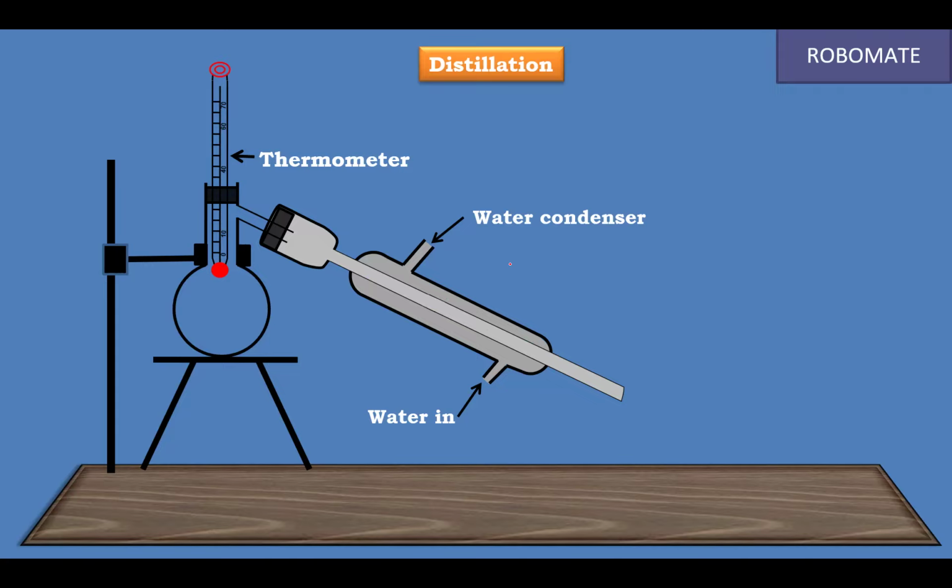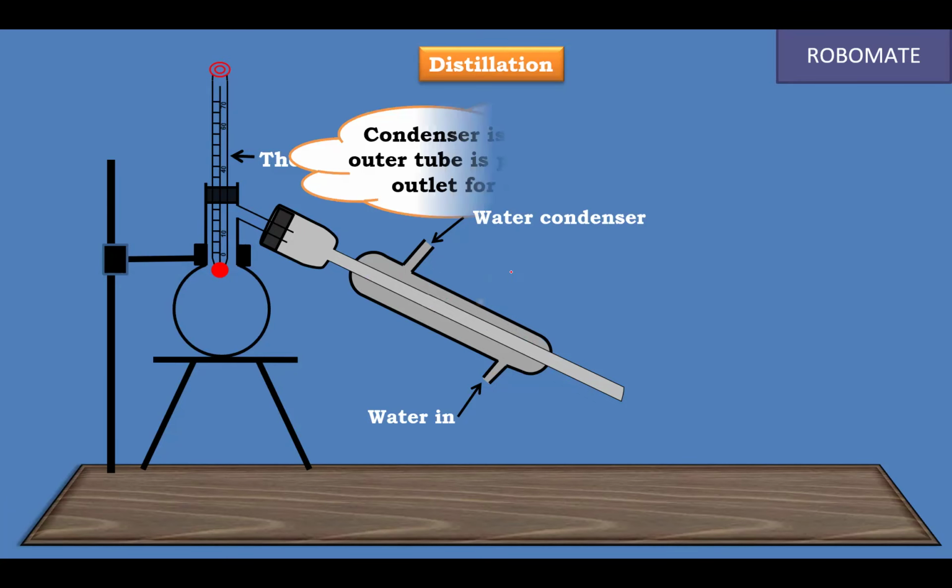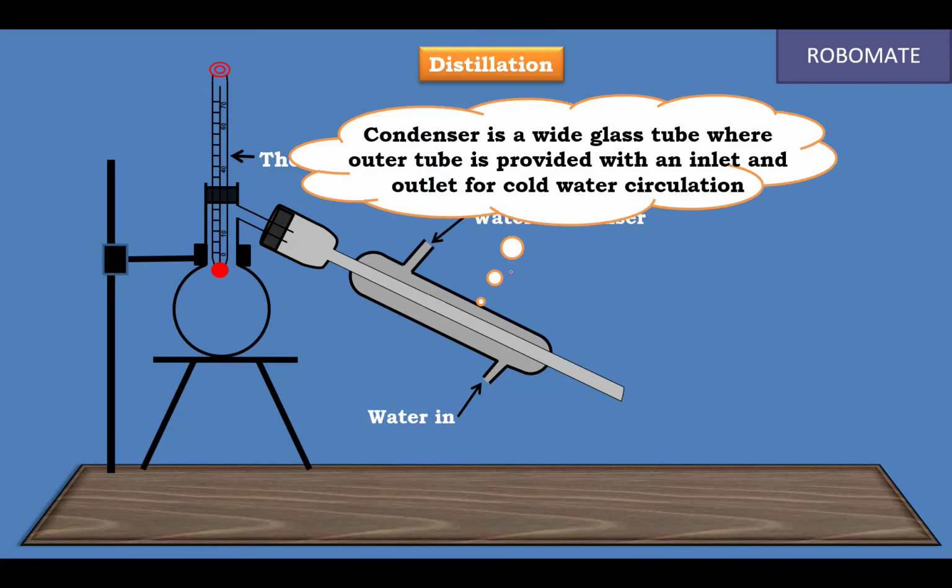Now look here. This is very, very important. I'll tell you, beta, I'm starting the experiment. Condenser is a glass tube where the outer tube is provided with an inlet and outlet. From here, cold water will go and it will move up and it will come out from here.